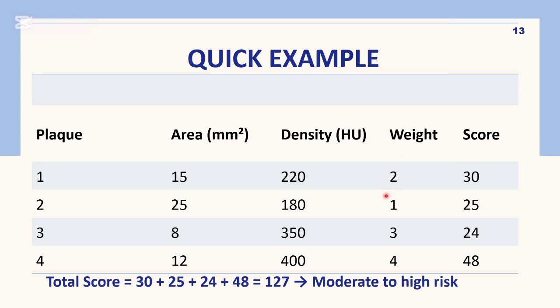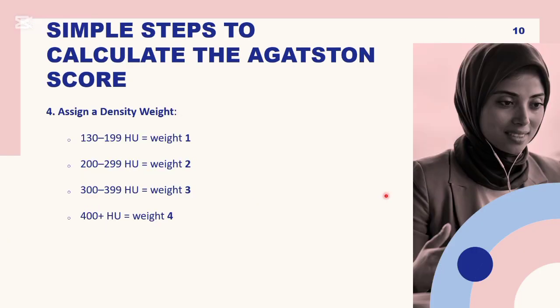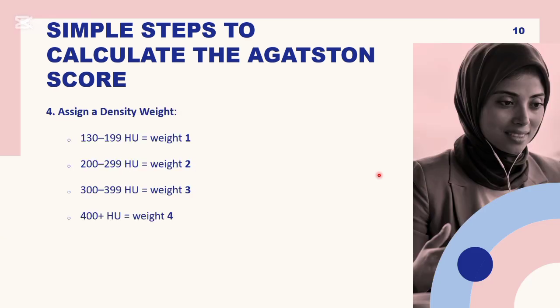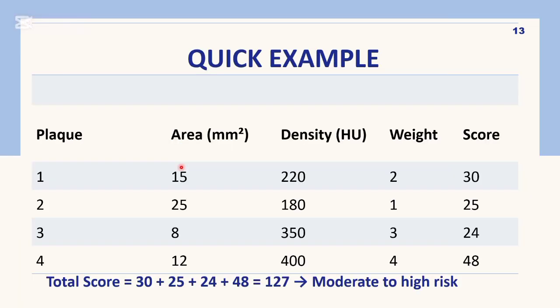After that, to all these Hounsfield units, we give the values. How are we giving the values? According to this formula. Now look over here: for 220 we gave the value 2. How do we give the value? Look here, from 200 to 299 we give the value 2. Then for the second plaque, the area is 25 and the density is 180. For the 180 we give the value 1.